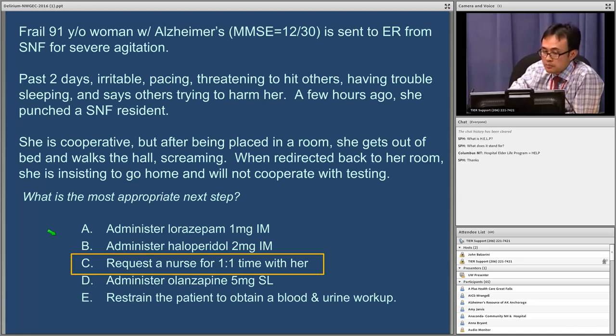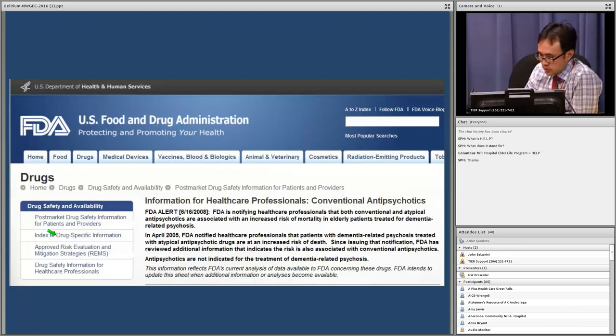But the reason why B and D aren't as well is that at this point, she's not a threat to staff or others. But also, there's actually a black box warning for the use of antipsychotics, particularly with people who have dementia, that it increases the risk of mortality in older adults. And this is not only for the conventional antipsychotics such as Haldol, but also the atypical ones too.